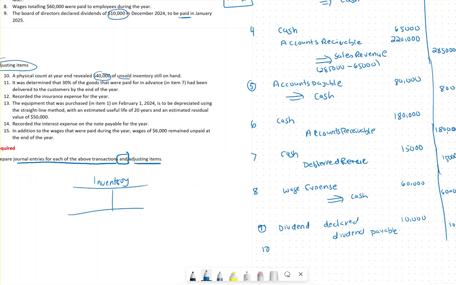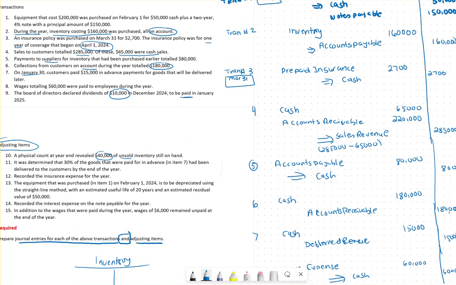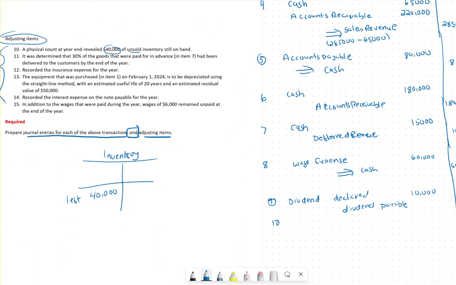So they told us what was on hand. We have 40,000 left. So if this is what is left, and on transaction 2 we purchased 160,000, we need a balance of 40,000. That means 120,000 of the inventory was used or sold to customers. So what we have to do is debit your cost of goods sold, and that will be my debit. Credit will be my inventory. How much is it going to be?